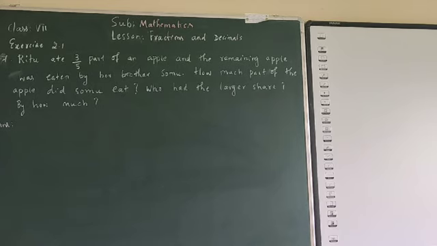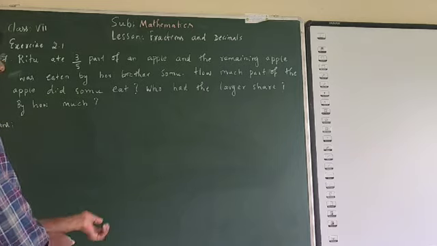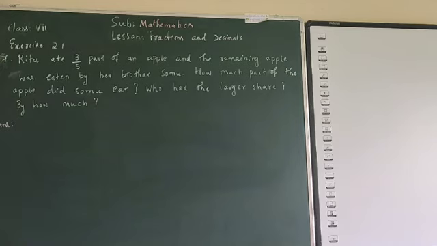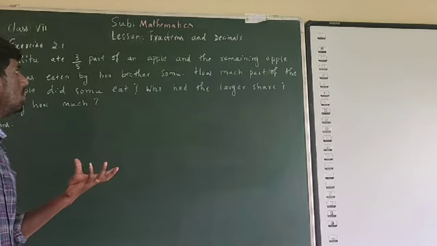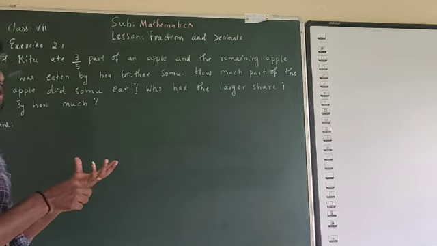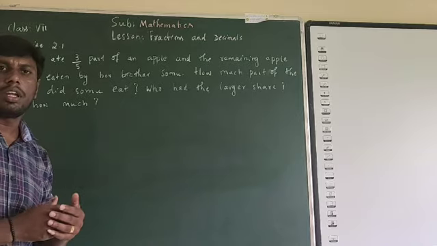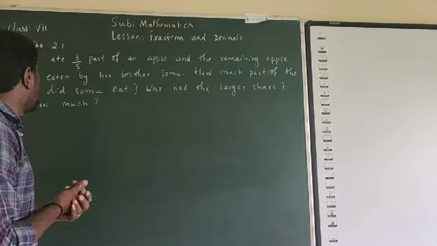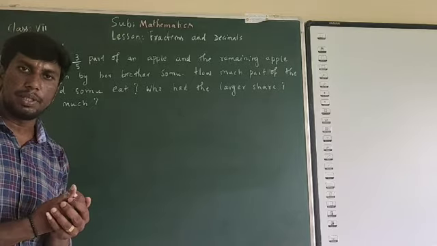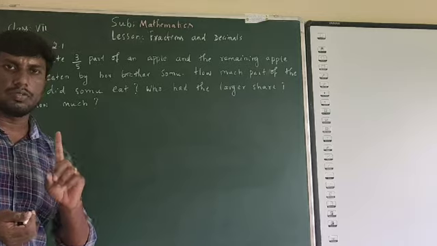The next question is: Ritu ate 3 by 5 part of an apple and the remaining apple was eaten by her brother Somu. How much part of the apple did Somu eat? Who had the largest share? By how much? So this is the question. Here I am having an apple. Ritu ate 3 by 5 part of an apple, and the remaining apple was eaten by her brother Somu. How much part of an apple did Somu eat? That we need to find out. That is the first question.